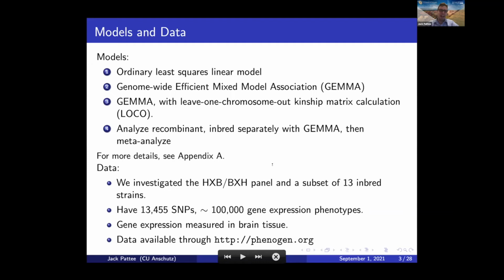So the data that we have is actually a subset of that HRDP data that I showed on the previous slide. We have gene expression data for the HXB recombinant inbred panel and a subset of 13 inbred strains. So that's 43 strains in total. We have around 13,000 SNPs and around 100,000 gene expression phenotypes, which are measured in brain tissue.